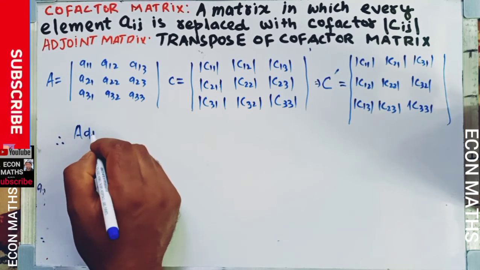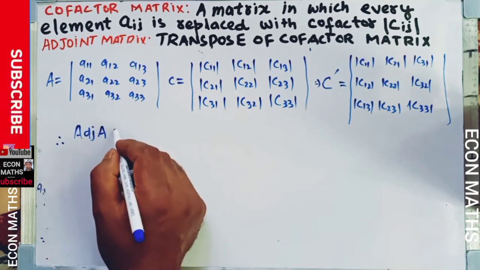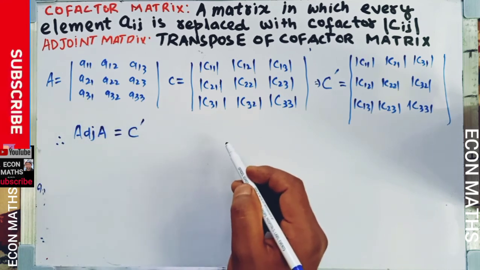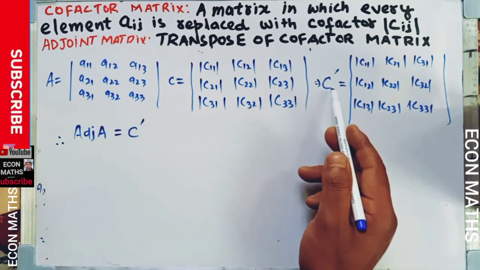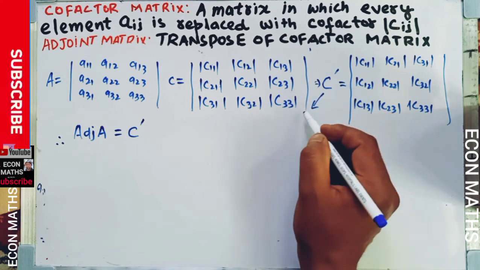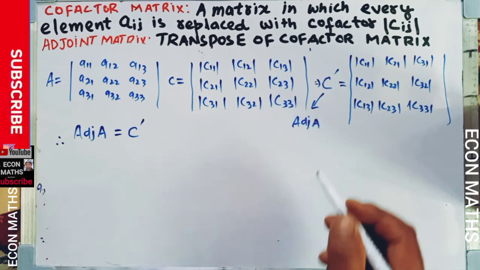So therefore the adjoint, which is denoted by adjoint A, is equal to the transpose of C. So this is the adjoint matrix.